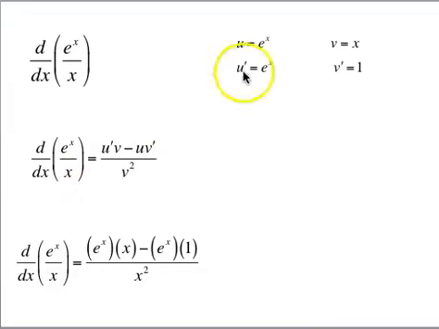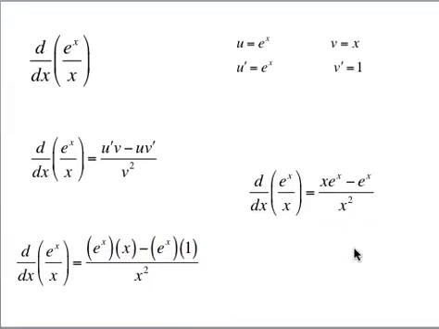Plugging that in, u prime v, e to the x times x, minus uv prime, e to the x times 1, divided by v squared, divided by x squared. So rewriting this, that's x e to the x. This piece is e to the x, so my final answer is simply x e to the x minus e to the x over x squared. Do not divide out the x's. This is not a factor. This piece is a term, this piece is a term, and you do not cancel terms, you only cancel factors. It must be multiplication between everything if you're going to divide top and bottom.